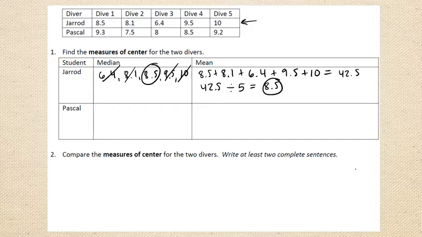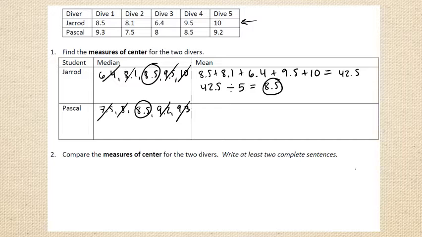What's the median for Pascal? I'm going to list Pascal's numbers in order. So again, I have 7.5, 8, 8.5, 9.2, and 9.3. Crossing off again, I get a center number of 8.5. So the median is 8.5.